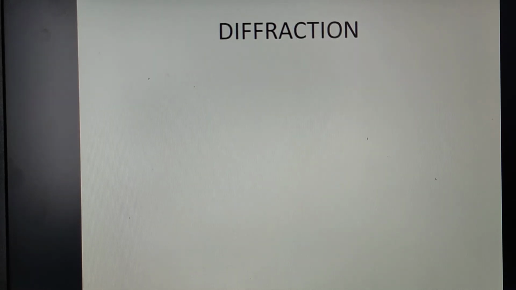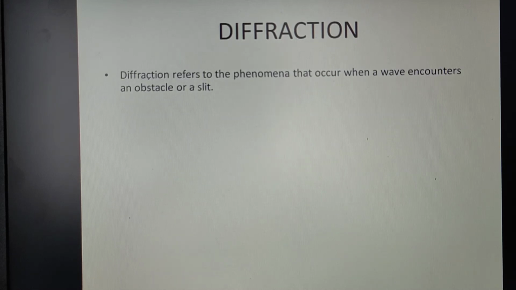Now we will come to the next phenomenon of light, that is diffraction. What is diffraction? Diffraction refers to the phenomenon that occurs when a wave encounters an obstacle or a slit.